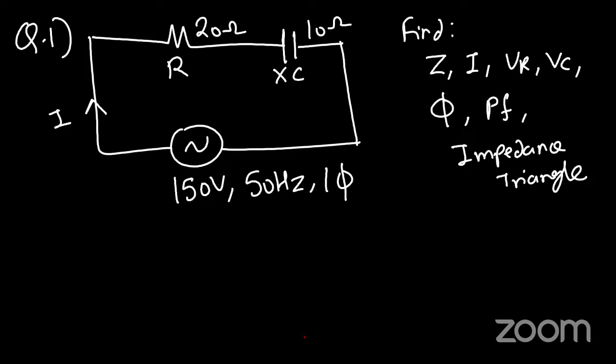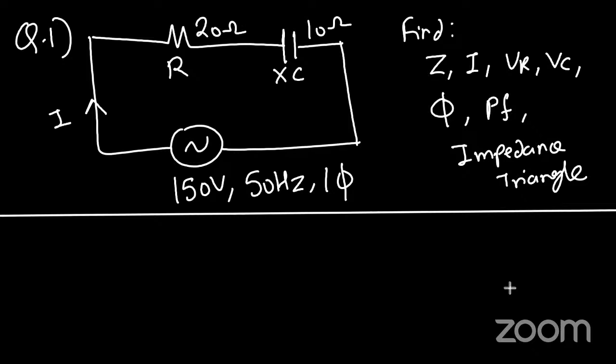Just go through the question, and if you have any doubt, ask, and then start with the answer. So let's start with the first question, and then I'll give you homework. From the circuit we can tell it's a series RC, because R and C are connected in series. So resistor is 20 ohm, X_C is 10 ohm, V is 150, and frequency is 50 hertz. And directly start the answer.